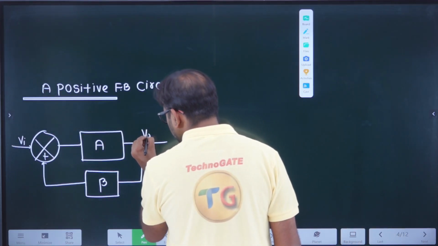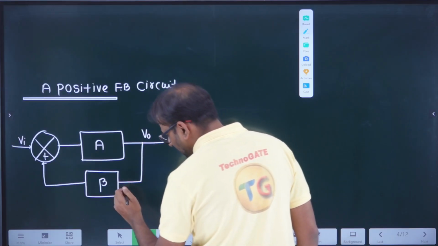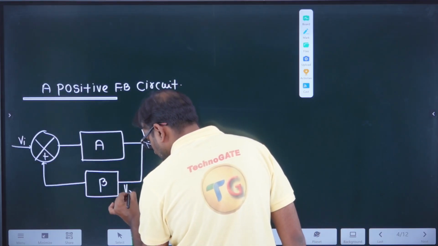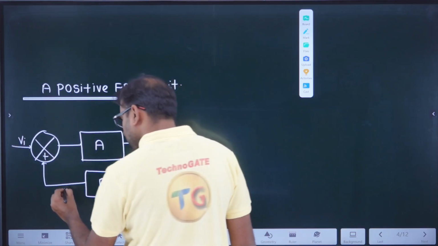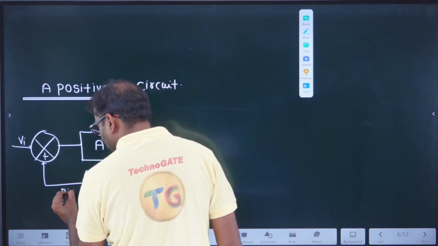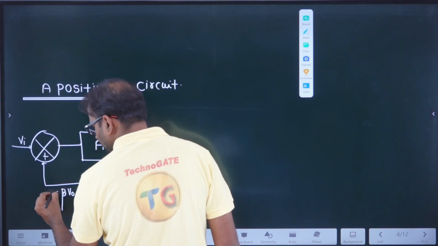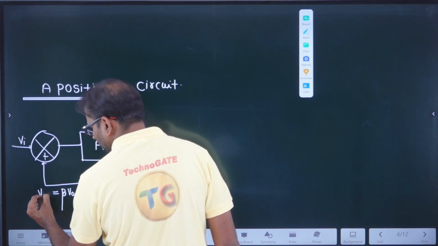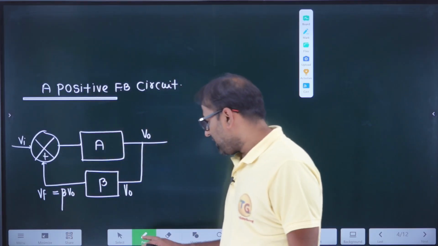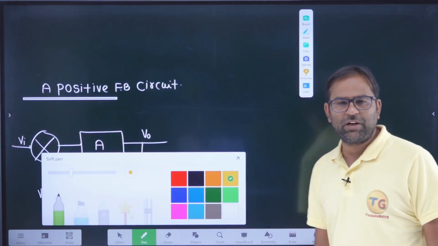So what I can say, if this voltage is V out, this voltage is same V out, and this voltage is beta into V out, and this beta into V out is known as feedback voltage. Always remember. So this beta into V out is known as feedback voltage.